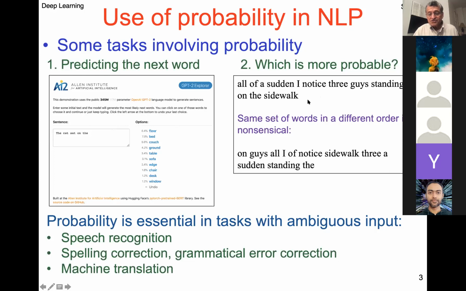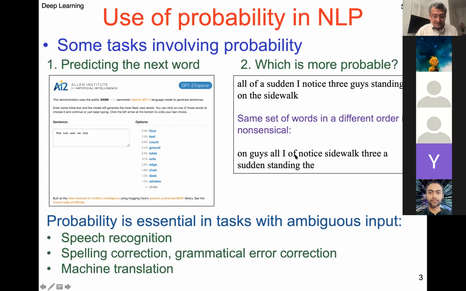And we just saw the Chinese to English example, which is more probable. All of a sudden, I noticed three guys standing on the sidewalk. The same set of words in a different order is nonsensical: on guys, all eye of notice, sidewalk, three, a sudden standing. This is nonsense. So we'll say, okay, more probable is this one that seems to make some sense. So which is more probable? The ones that make sense rather than the ones that don't make sense.